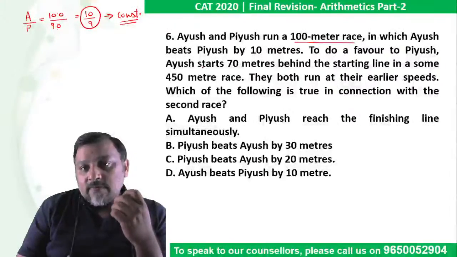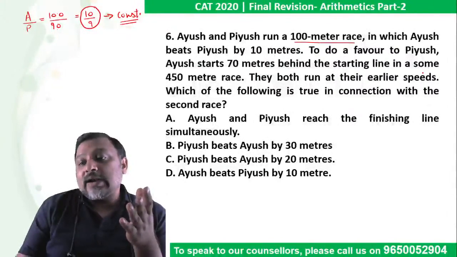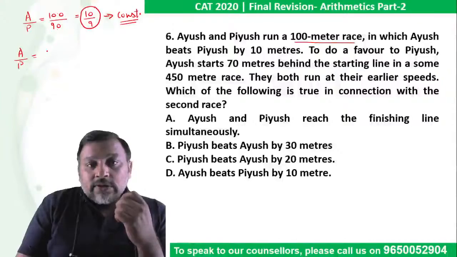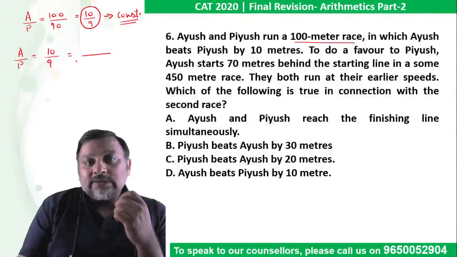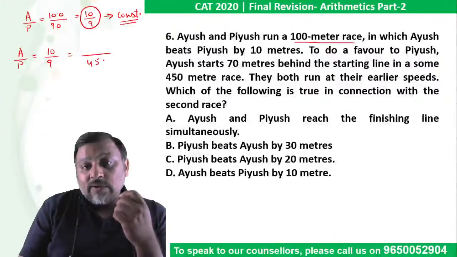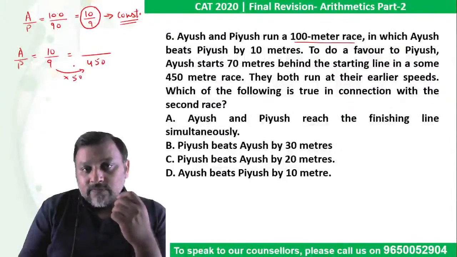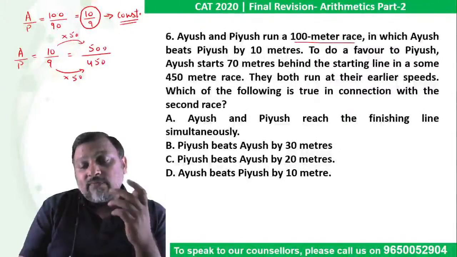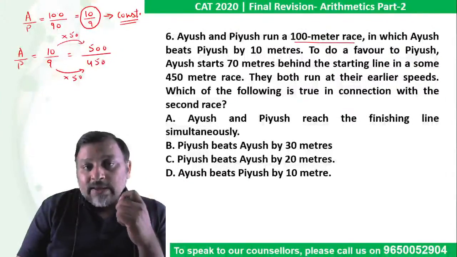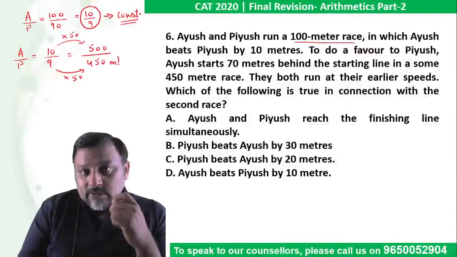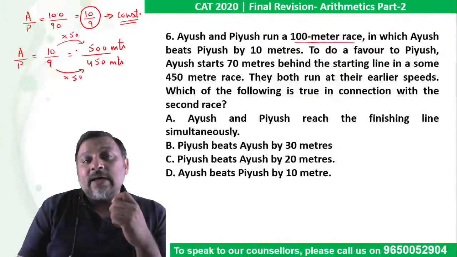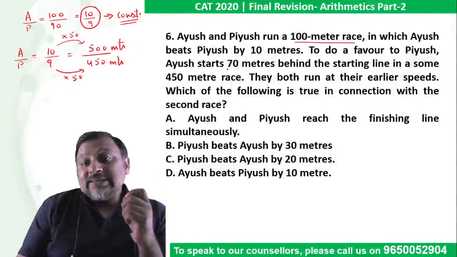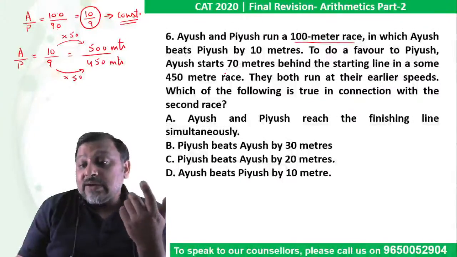Now it is given Ayush starts 70 meters behind the starting line in a 450-meter race. So we know this ratio will remain same. So the time taken by Piyush to cover 450 meters, which is 50 times of this, I need to multiply this also by 50 to keep this ratio constant. So it will be 500. So the time taken by Piyush to cover 450 meters is same as the time taken by Ayush to cover 500 meters.